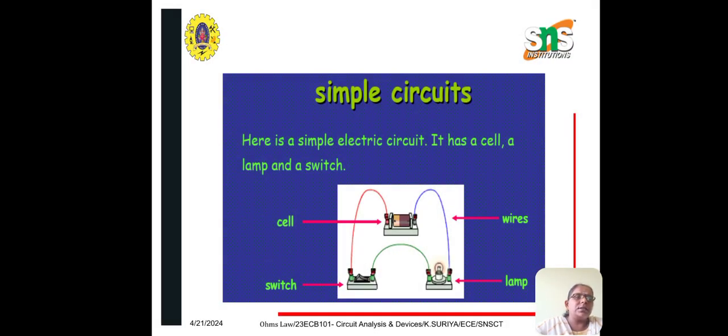Consider the given simple electric circuit. Here we have mainly three elements, which are a cell, a switch, and a lamp, and wires are used to connect all these three elements. Current flow will be only inside a conductor, so we'll be using metal wires to connect all these three components.